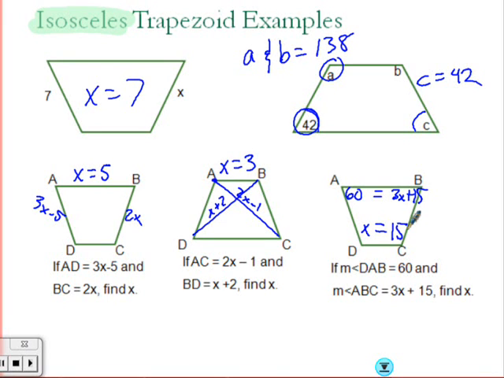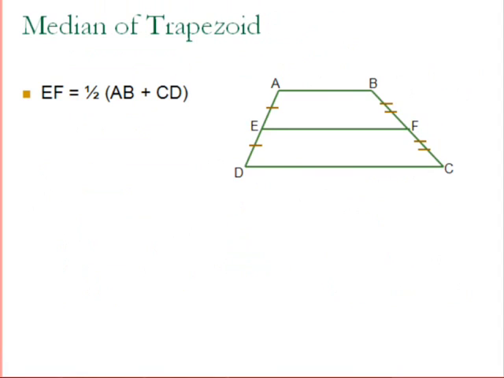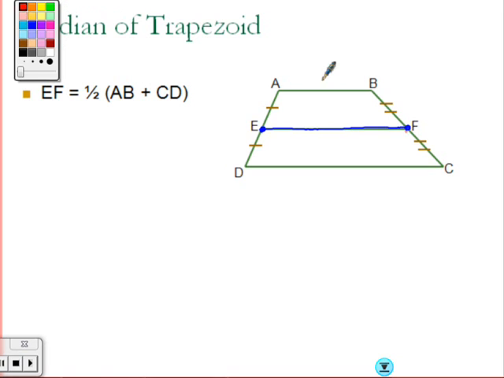Very good. All right, let's take a look at the next page. The median of a trapezoid. If we have a segment, like this segment here, EF, that connects the midpoints of the two sides of a trapezoid, then we can find its length simply by taking the average of the two bases.